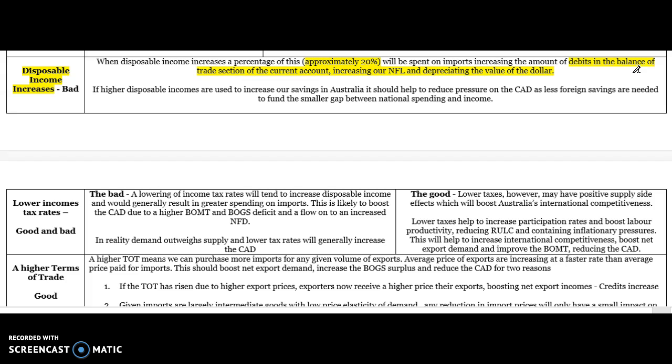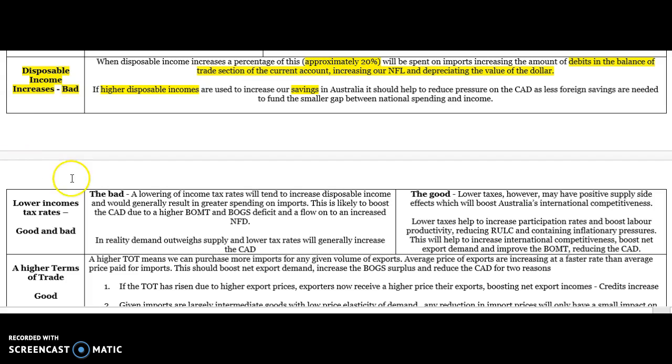So higher disposable incomes will generally lead to a higher current account deficit because of the increased debits for import spending. Having said that though, if higher disposable incomes lead to more saving, so we've got more money to save, that can mean that we need to rely on foreign funds less to borrow, which can help to reduce the size of our net foreign debt, which can also help to reduce the interest we pay on our CAD. So the main impact of disposable income increasing is we import more, but theoretically it can lead to higher savings, which leads to us paying less interest because we have to fund our debts less by borrowing overseas.